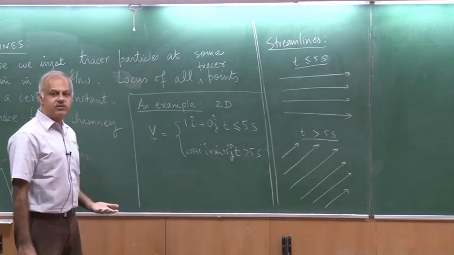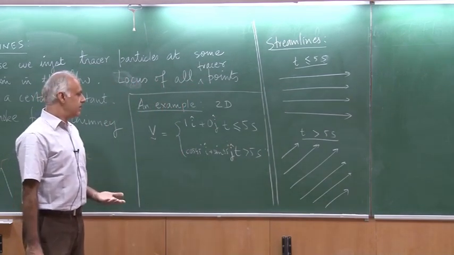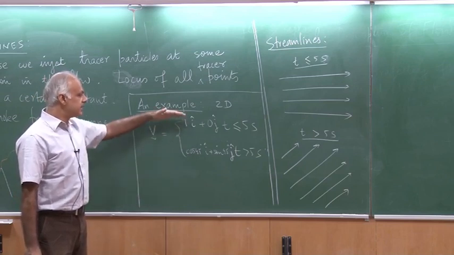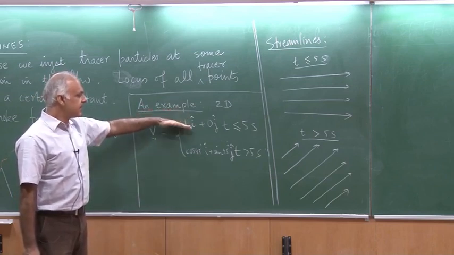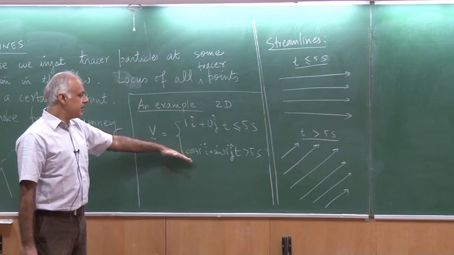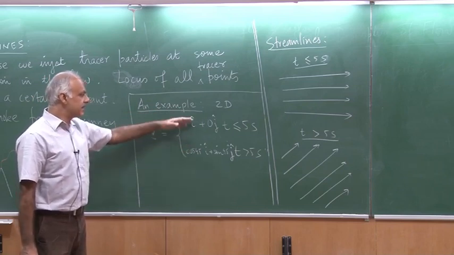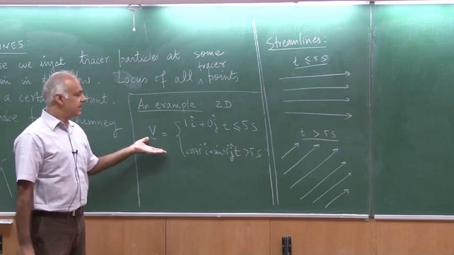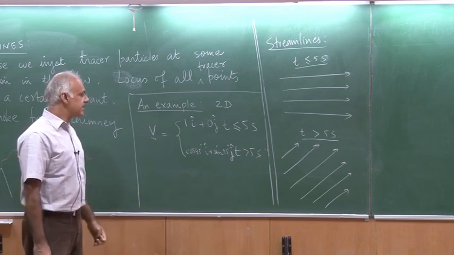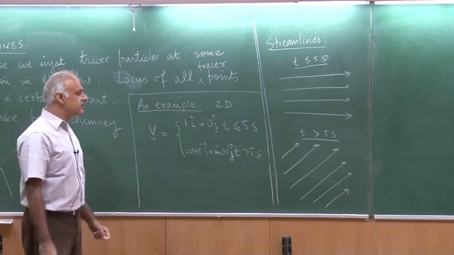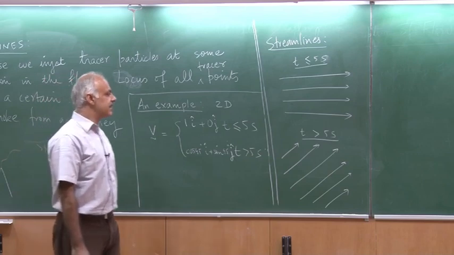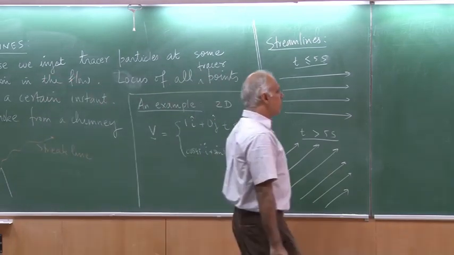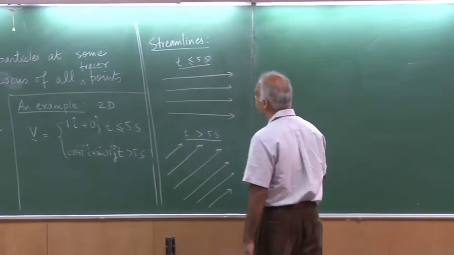Is this an unsteady flow? The answer is yes, because the flow is changing with time. So it is steady up to 5 seconds, it is steady beyond 5 seconds, but then in between the velocity is changing with time, of course in a very short span of time, and therefore the flow is unsteady. Okay, what about the streak lines and path lines?